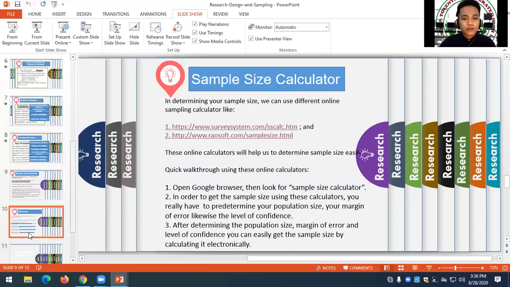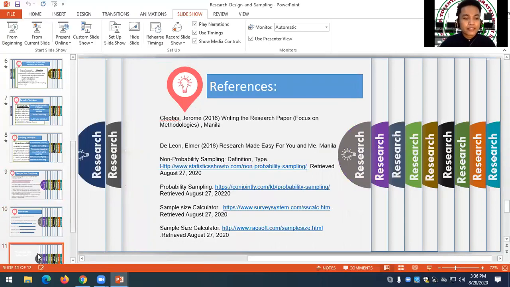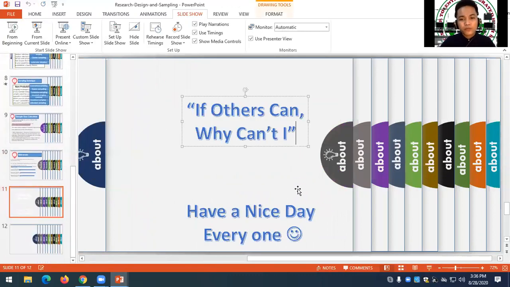Okay? So, and here are my references. I want to quote this one before I end this presentation. Sabi nga, itong omen na to, I consider this one as omen. If others can, why can't I?